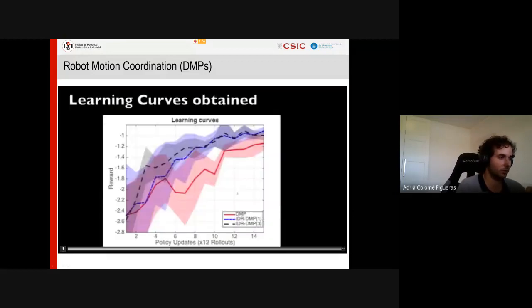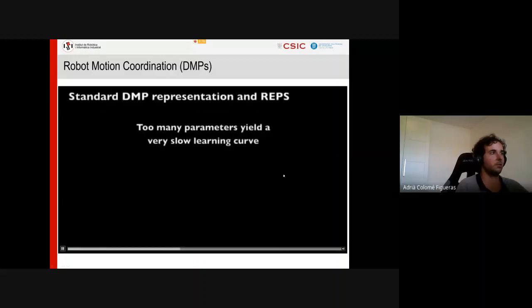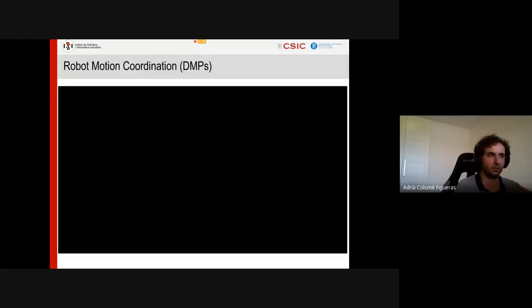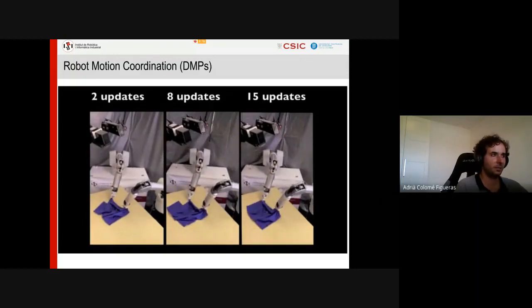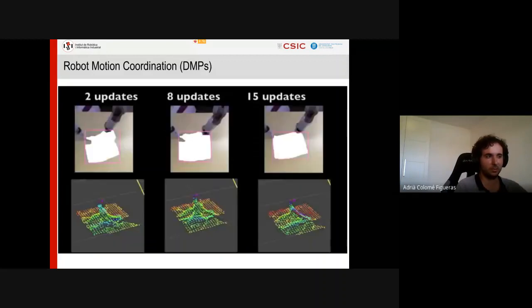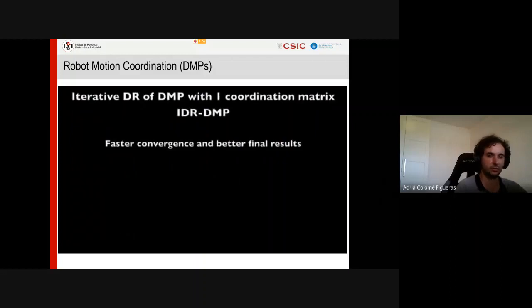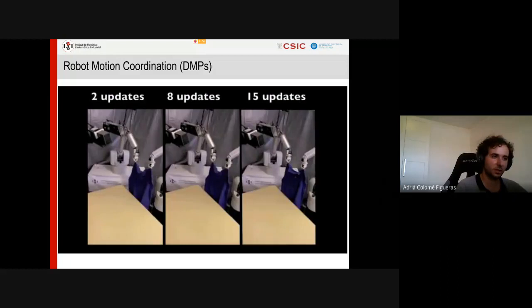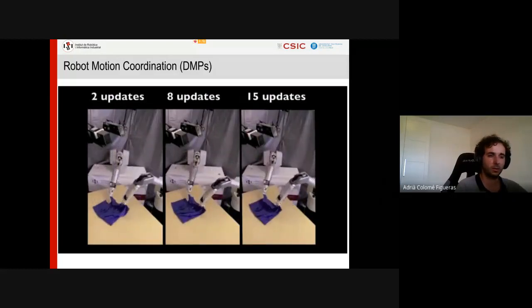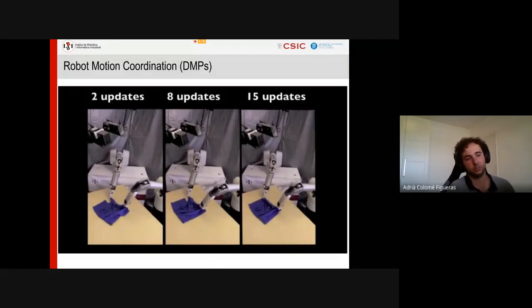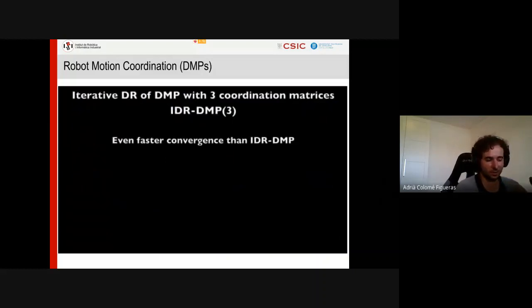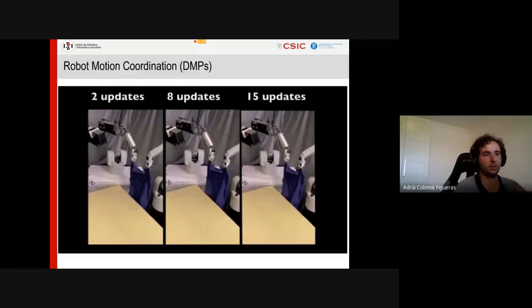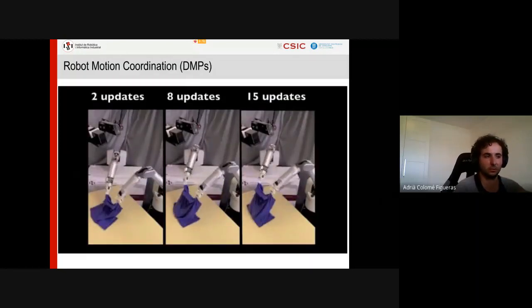I will show you this result curve later. But basically, we checked these three methods: the standard dynamic movement primitive representation and relative entropy policy search. After some policy updates, it was struggling a lot during the first updates to get a good result because the search space was too big. We're talking about a couple of hundred square meters. So if we were reducing the dimensionality iteratively, we had a better learning. It's still not perfect because the problem itself is really hard to solve well in this situation, but using also several coordination matrices, we had an even better result.